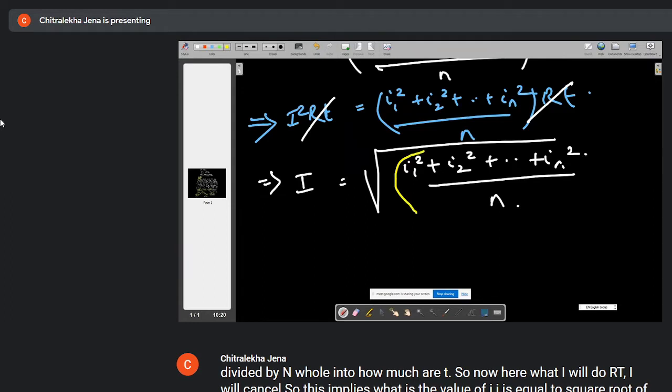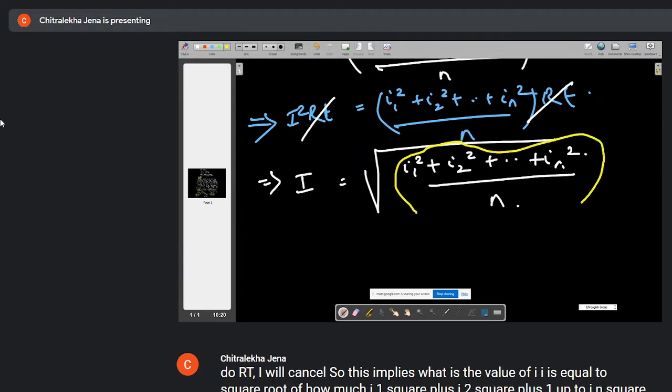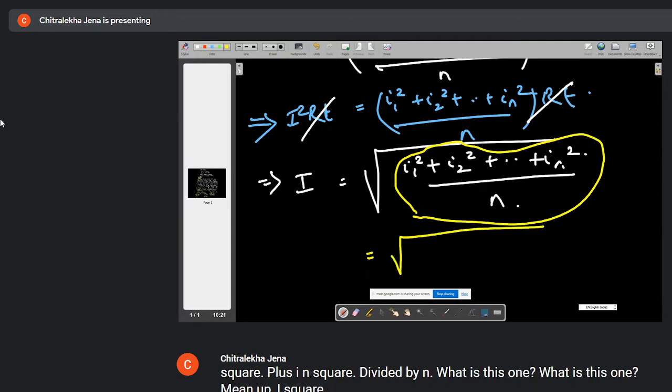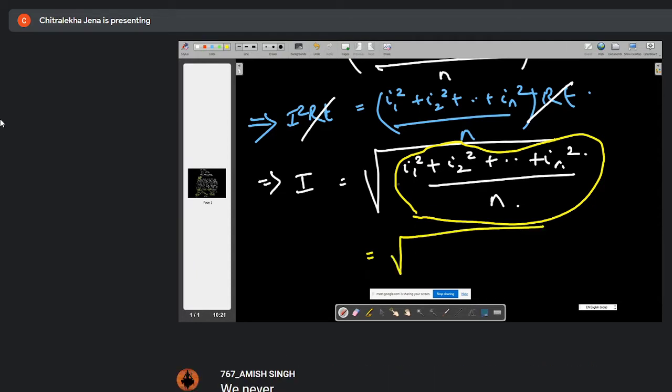What is this one? The mean of I square. The whole thing is the mean of I square. Yes or no? Mean of I square.